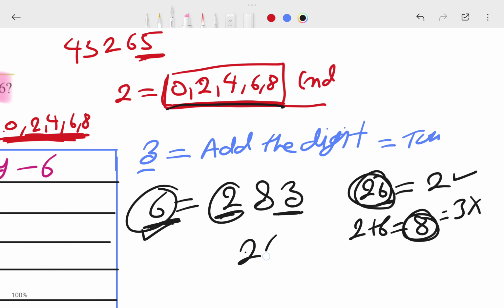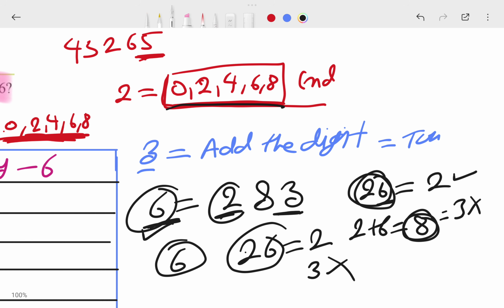This 26 is divisible by 2. But this 26 is not divisible by 3. So that's why it is not going to be divided by 6. Why is it not going to be divided by 6? Because for dividing by 6, the number 26 has to be divisible by 2 and also by 3. But this is not going to be divided by 3. So that's why 26 is not divisible by 6.